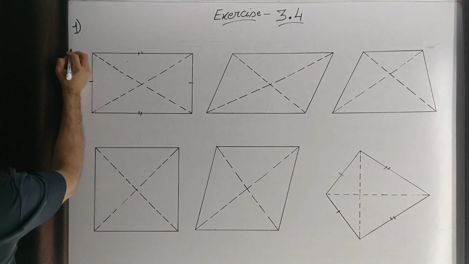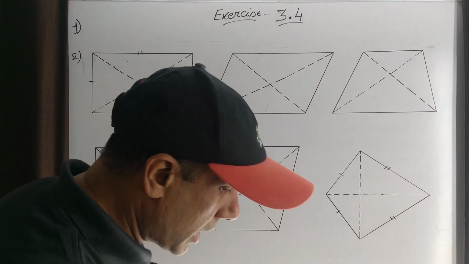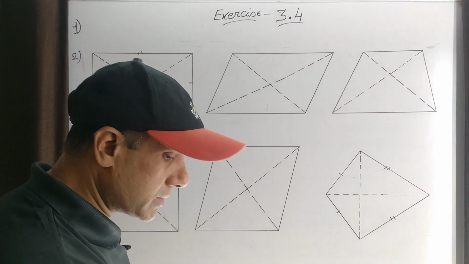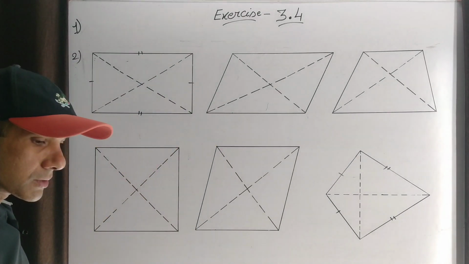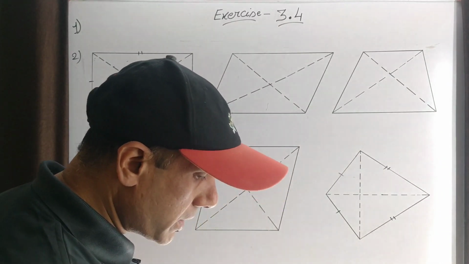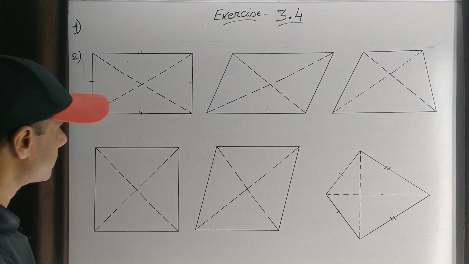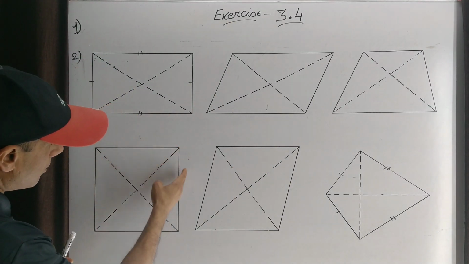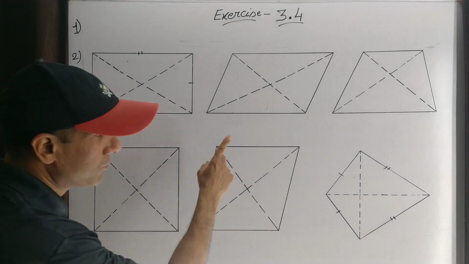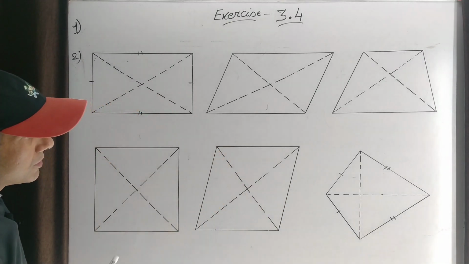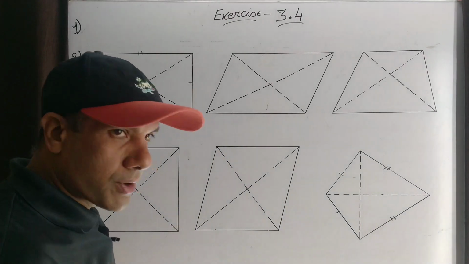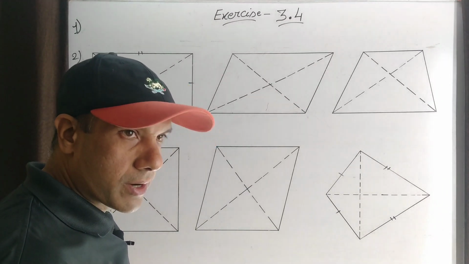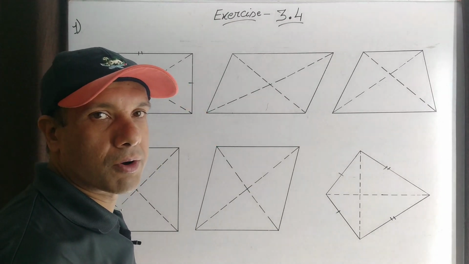Moving on to question number 2. Identify all the quadrilaterals that have four sides of equal length. Out of these quadrilaterals, a square has all four sides equal and a rhombus has all four sides equal. So squares and rhombuses are quadrilaterals which have all four sides equal.